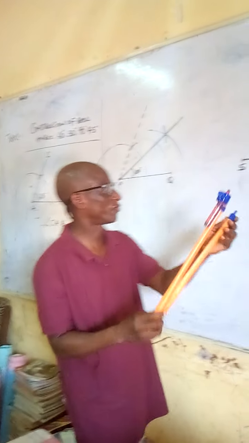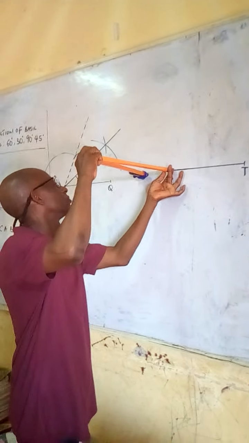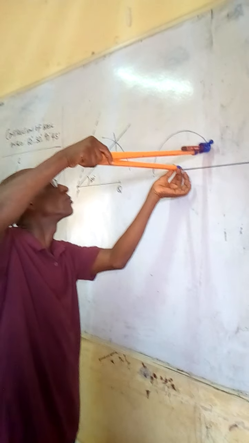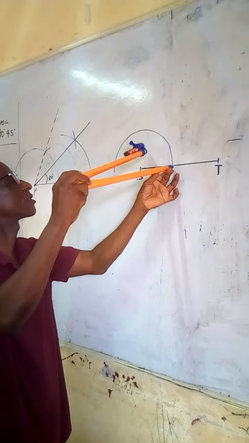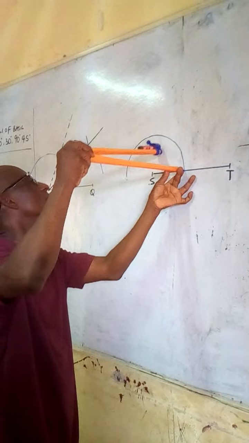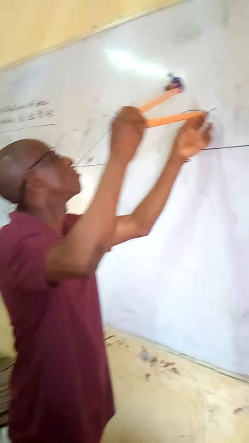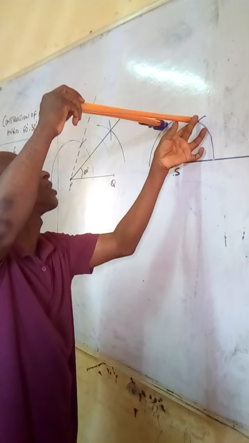Set a compass with convenient radius. Starting with point S, draw your wide arc to cut ST at a point. With the same radius, we get our 60, cutting that arc. Now with the same radius, make another 60. Why do I say another 60? Because I did not change my radius.